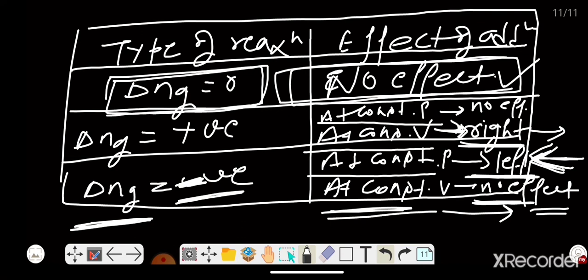So in this way, this is the whole chart for addition of inert gas in an equilibrium reaction at constant pressure and volume.